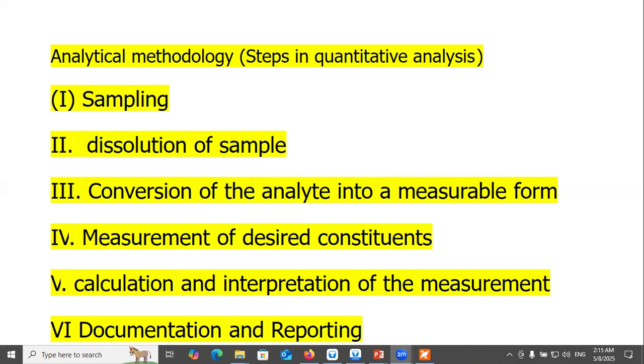First of all, sampling. Second step, dissolution of sample. Third step, conversion of the analyte into measurable form. Fourth, measurement of desired constituent. Fifth, calculation and interpretation of the measurement. Sixth, documentation and reporting.